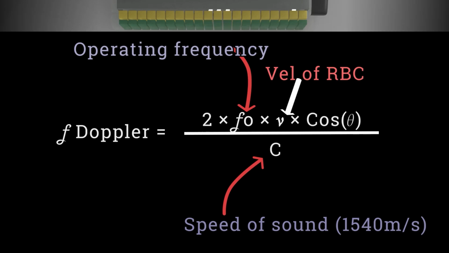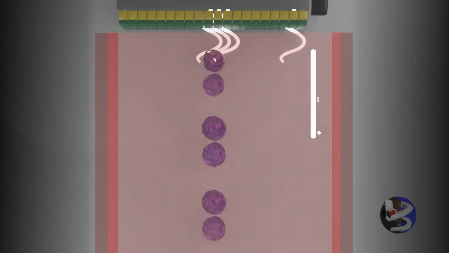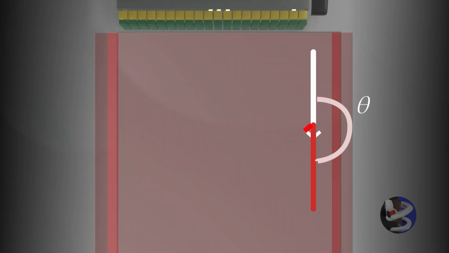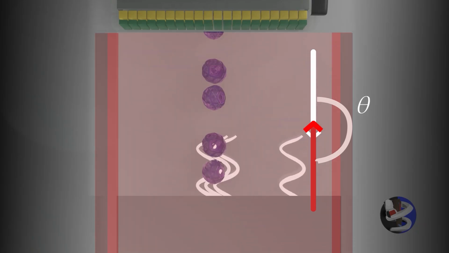The operating frequency of the probe and the velocity of the reflector are both proportional to the Doppler shift frequency. An increase in any of these two will increase the Doppler shift. The angle here is important and corresponds to the difference between the probe axis and the direction of the object. If both are in the same or opposite direction, the angle is zero. Cosine of zero is just 1.